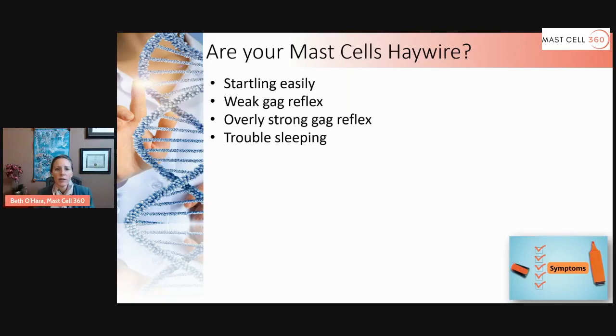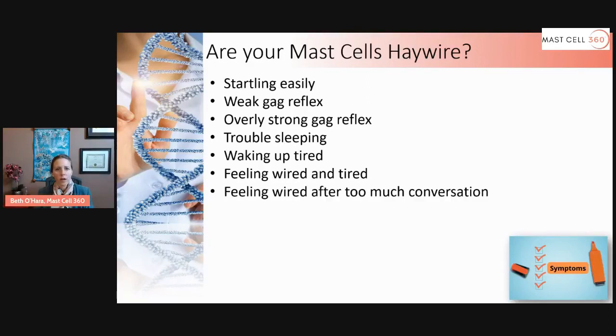So do you have trouble sleeping? That's falling asleep or staying asleep. Do you wake up tired? Do you feel wired and tired? So this is where you're really exhausted, but you're too wound up to be able to rest or relax. Do you feel wired if you have too much conversation? If you listen to too much, you have too much interaction, or there's just too much going on in your day, does that make you feel wired?